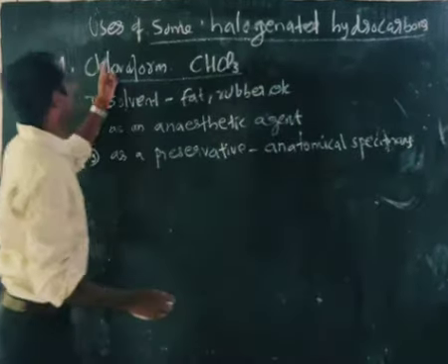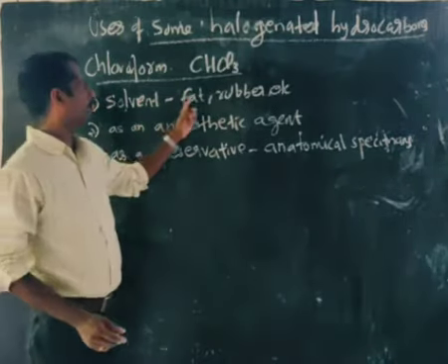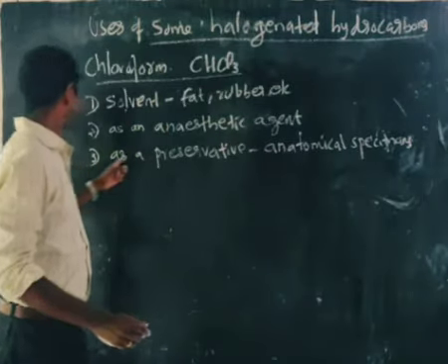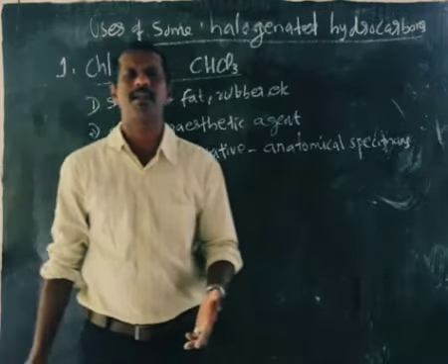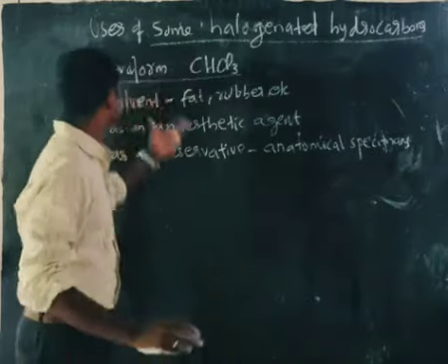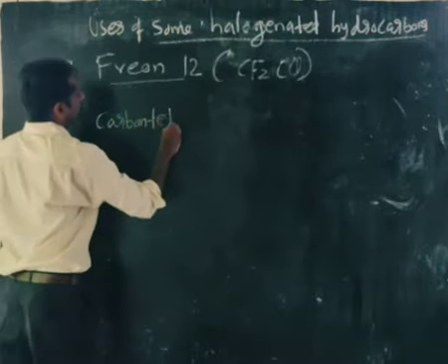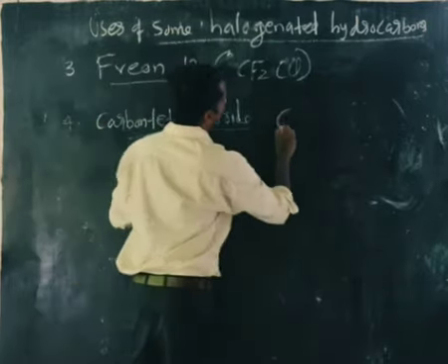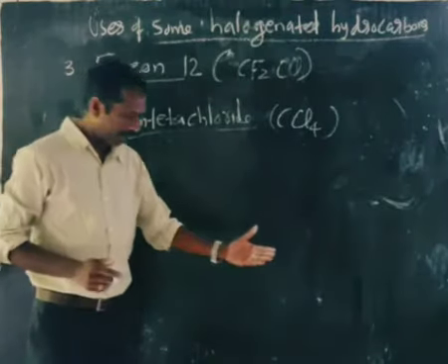So the first one among the uses of some halogenated hydrocarbons is chloroform, CHCl3. It is used as a solvent for fat, rubber, etc., as an anesthetic agent, as a preservative for anatomical specimens, and for the preparation of freon refrigerant. That is the first one, chloroform. Next, carbon tetrachloride, CCl4. Again, carbon tetrachloride is also used as a solvent for rubber, fat, etc.